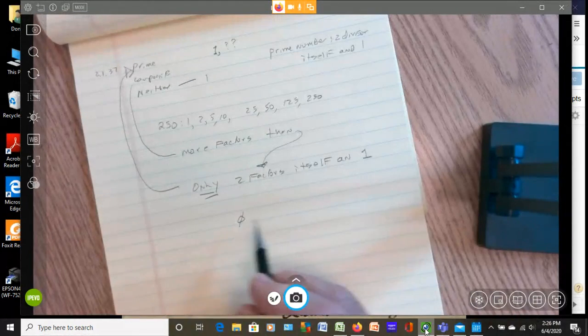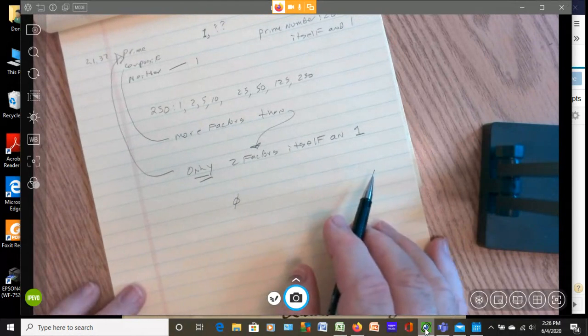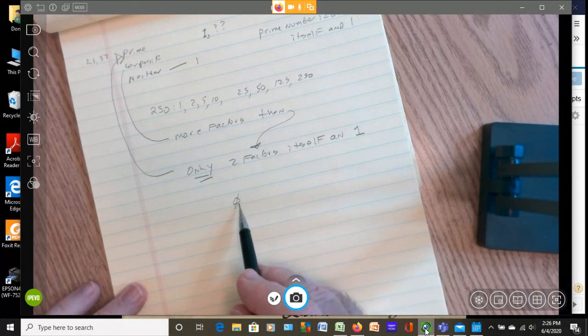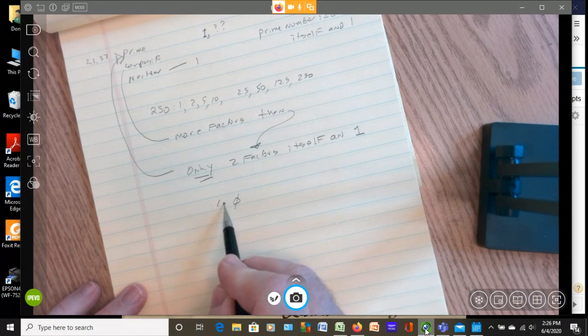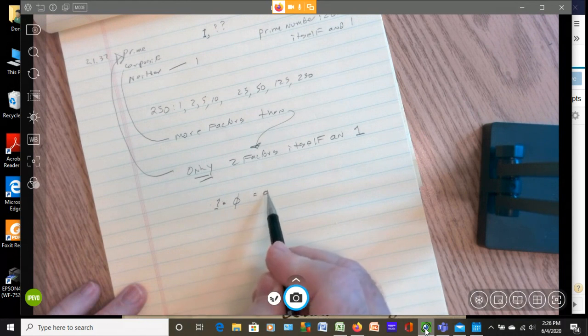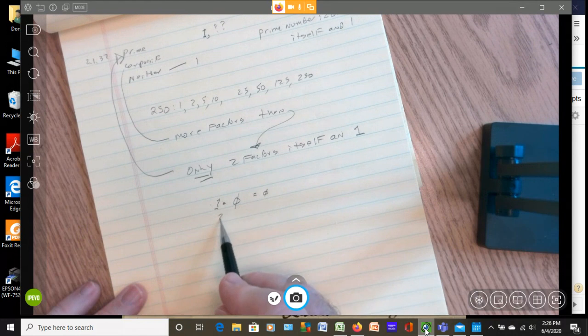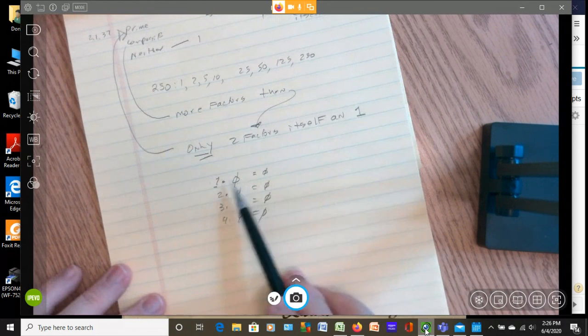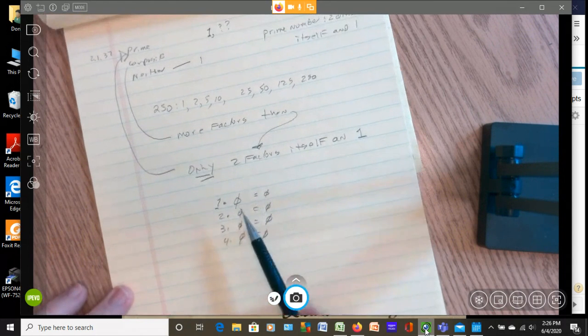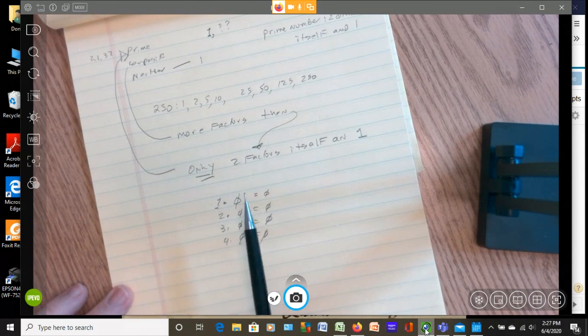Now, what's 0? Let's talk about 0 for a second. If I ask you to give me the factors of 0, well, the factors of 0 are just 1 times 0. Right? 1 times 0 is 0. Well, wait a minute. What about 2 times 0? What about 3 times 0? What about 4 times 0? Anything times 0 is going to be 0. So it kind of blows out our whole idea of this factorization stuff.